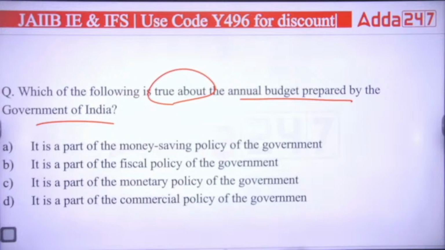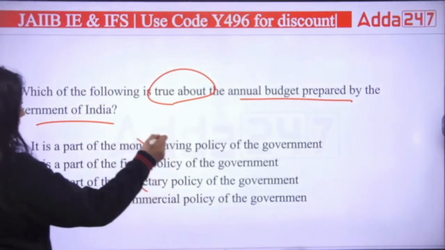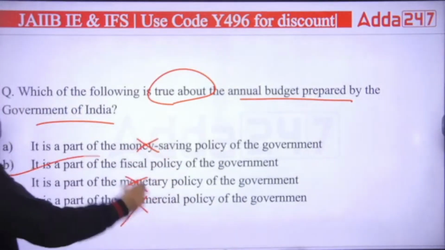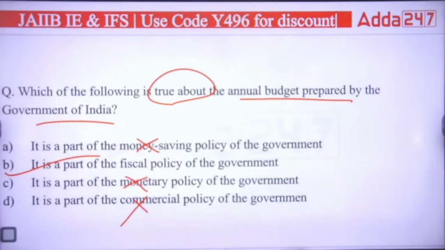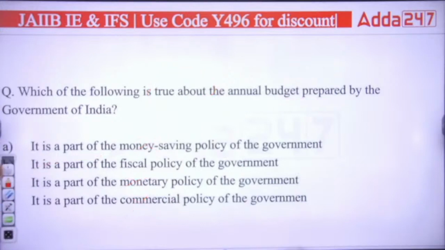Is it a part of money saving policy of government? Is it a part of fiscal policy of government? Is it a part of monetary policy of government, or a part of commercial policy of government? Which of the following is correct? Can't be monetary, can't be money saving, can't be commercial, so it is obviously B. Very simple question. The annual budget prepared by the government is a part of the fiscal policy. So your right answer will be B option.